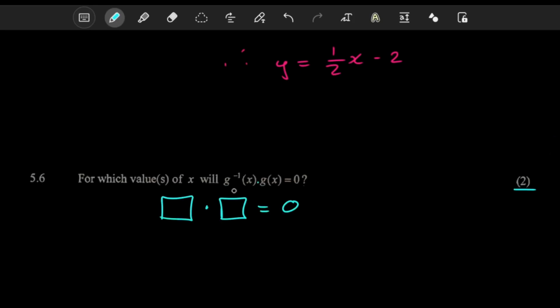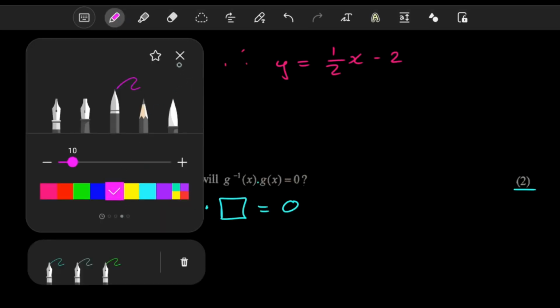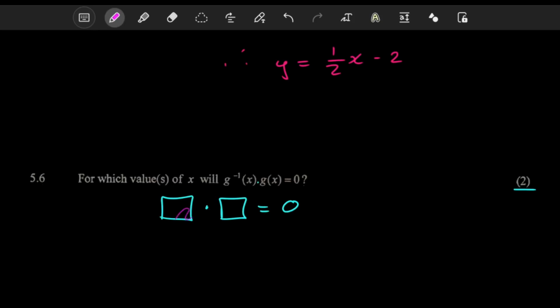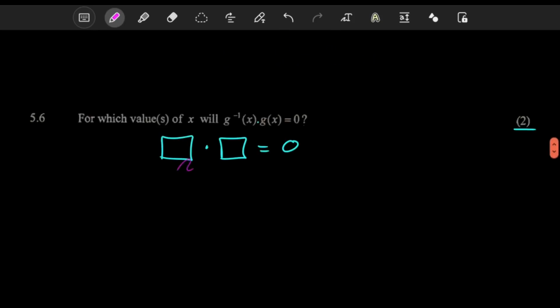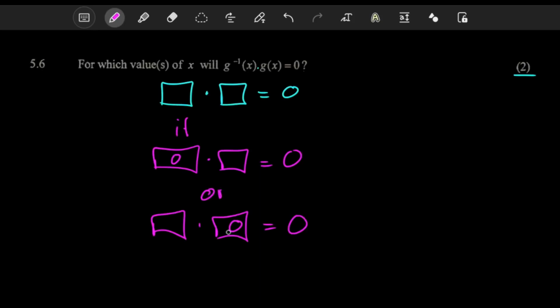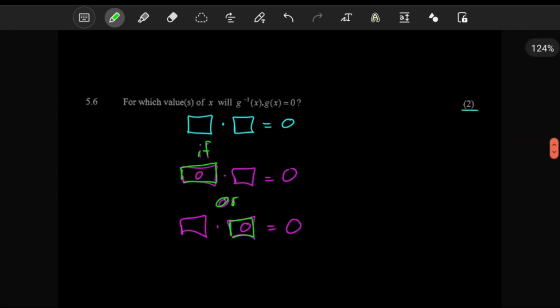They're asking you, for which values of x will this expression equal 0? So automatically we know that these two things being multiplied together, your answer will only be 0 if this is a 0 times anything, or if this one is a 0. So let me say that nice and slow. Our expression here will be equal to 0 if this value here is a 0, or if this value here is a 0. So for 2 marks, that's all we need to work out.